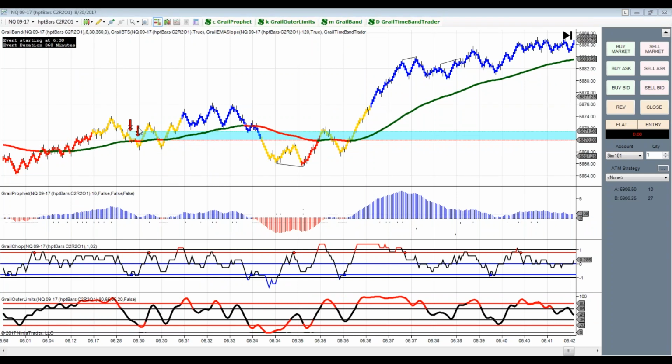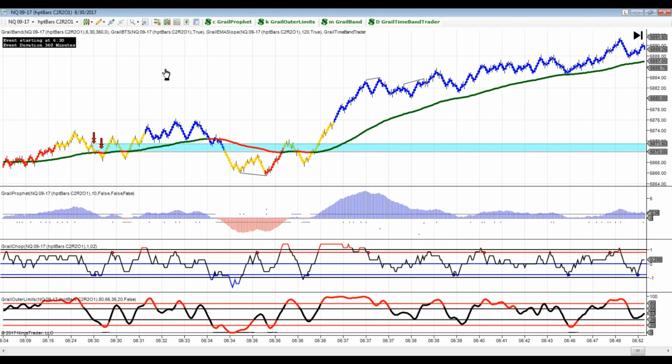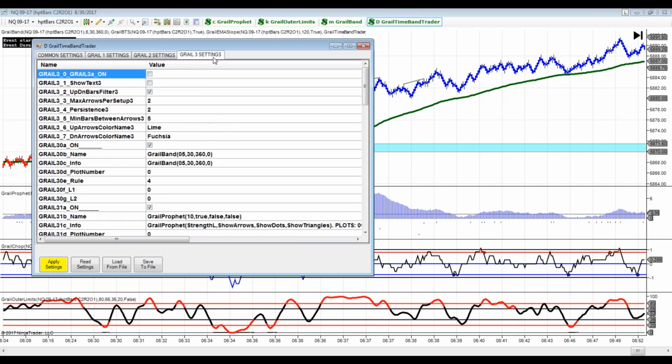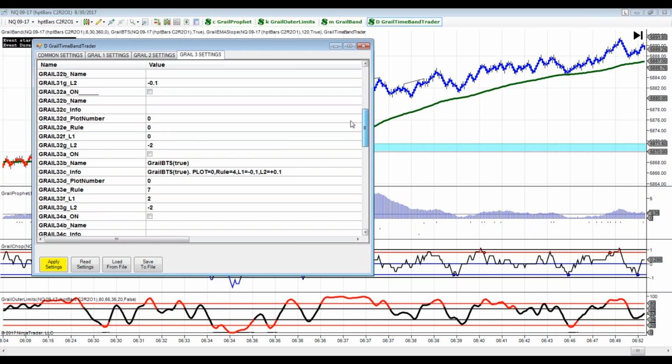I stand corrected. We did have one here because this was yellow following red. Okay, so again, this is not my preferred way to trade this. I just show this in case you're interested in looking at it. But this is not my preferred way to trade this. And then we have Grail 3 over here, which I pretty much don't follow.